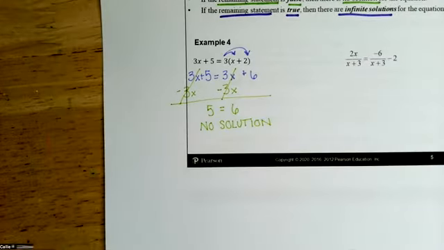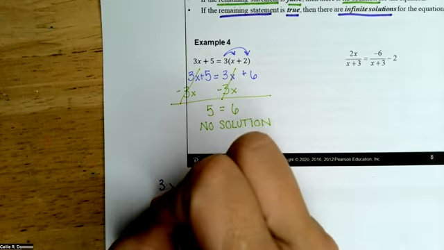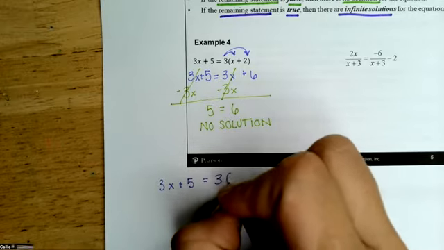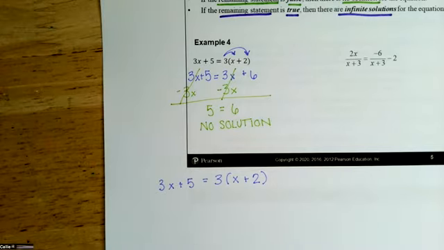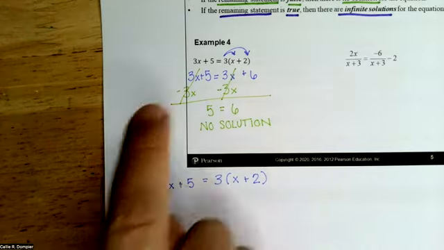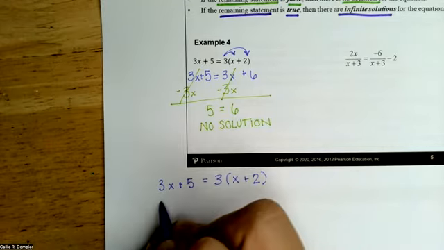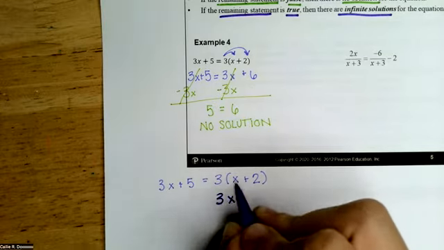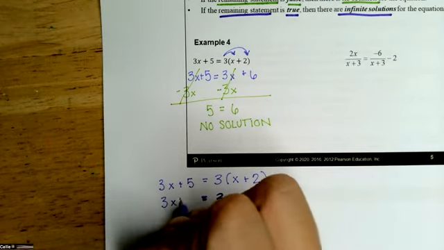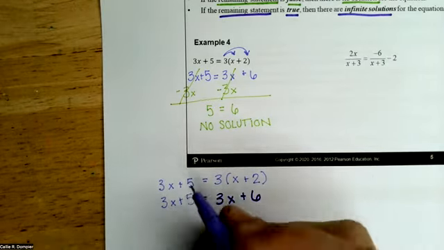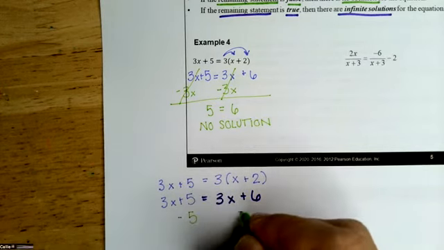Okay, we'll do the same problem again, but instead of moving the x's, I'll move the 5. I'll get a different answer, but it will still be a no solution answer. So 3 times x is still 3x. 3 times 2 is still a positive 6. Over here, we still have 3x plus 5. Good. Now I want to move the constant. So the constant is a positive 5. I'll subtract 5.